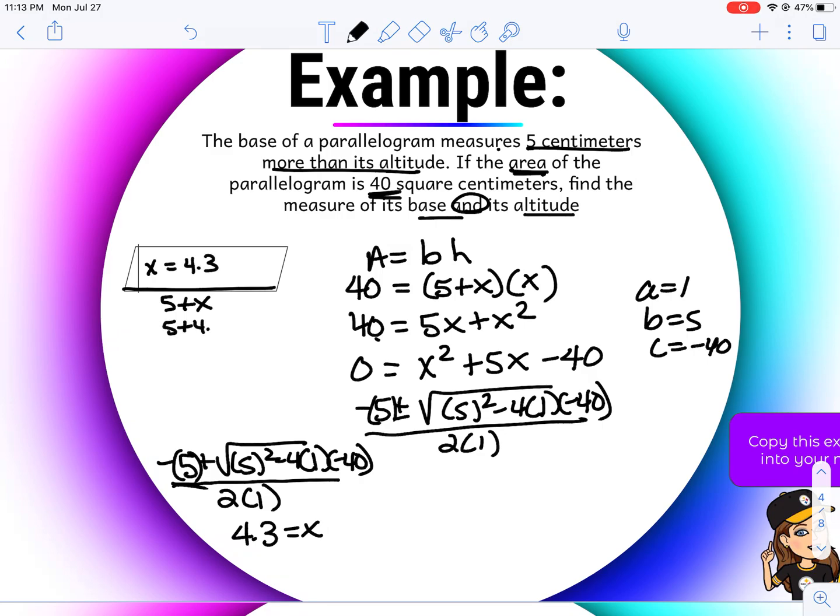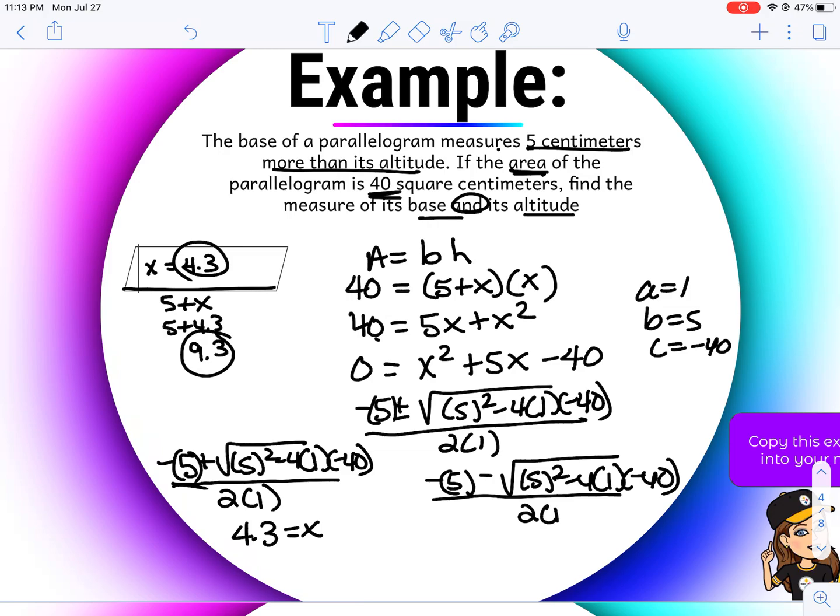That means this would be 4.3, and then 5 plus 4.3 would be 9.3. So I got my base and height. Now we do need to check the other one because sometimes we actually might get two different answers that work. So let's go ahead and calculate this fraction. Negative 5 plus or minus, in this case we're subtracting, the square root of 5 squared minus 4 times 1 times negative 40, all over 2 times 1. Again, put the numerator in your calculator, and then on the denominator put 2 times 1. In this case we get negative 9.3. Well, that doesn't make sense, that the base is a negative amount, so that's not a valid answer.